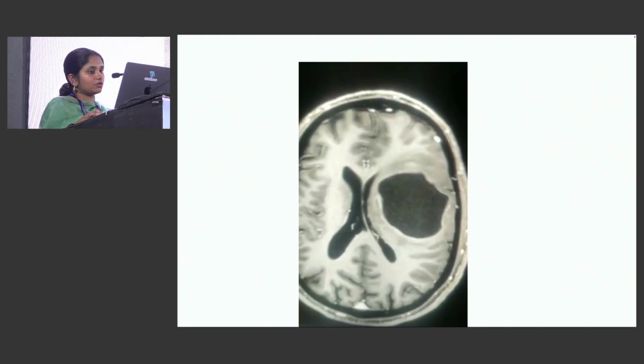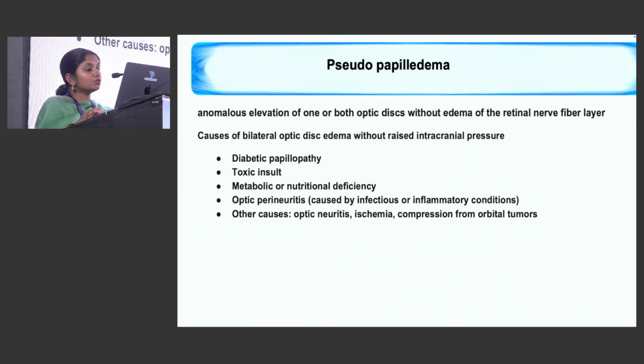causing a midline shift. Coming to the causes of pseudopapilledema. Pseudopapilledema is an anomalous elevation of one or both optic discs without edema of the retinal nerve fiber layer. The causes include diabetic papillopathy, toxic insult, metabolic nutritional deficiency, optic neuritis, ischemia, compression from orbital tumors and so on. But optic neuritis and these others can cause decreased vision, which we are not seeing in papilledema.